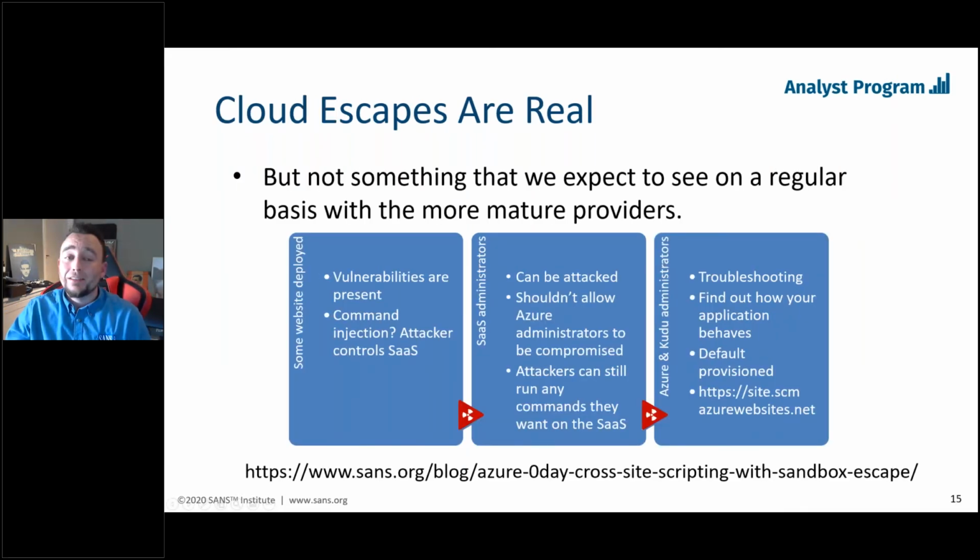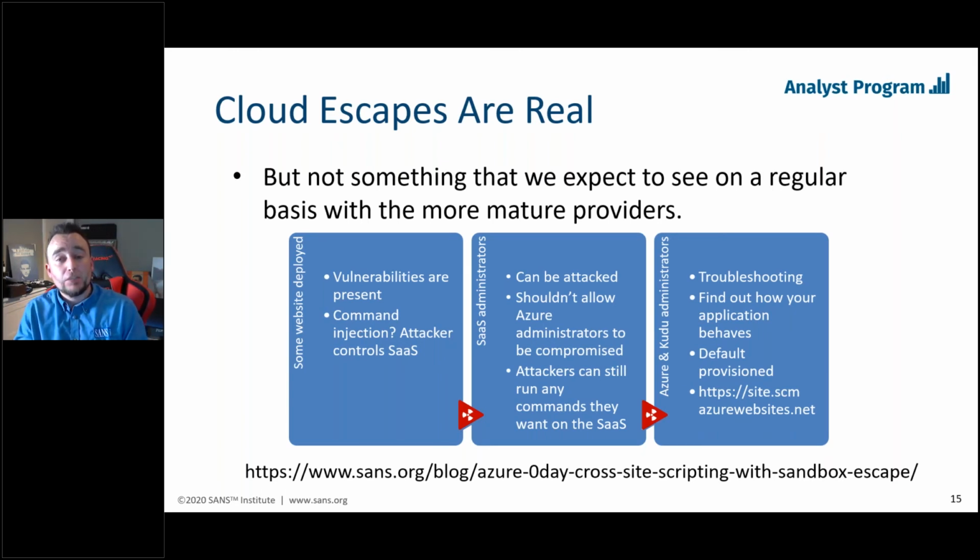We've also had real cloud escapes where we break the sandbox. So you're not just impacting your own tenants, but you're also impacting other tenants of the cloud. And this is something we don't expect to see very often, but it's definitely possible.